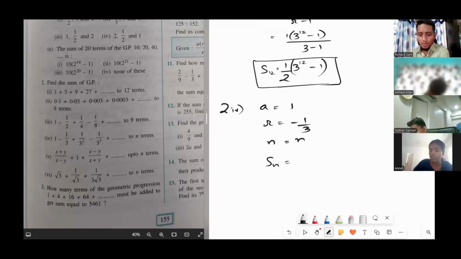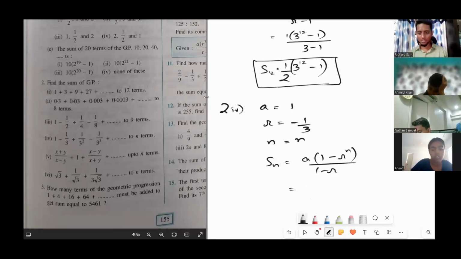So for the sum of N terms, in the formula A into, which is bigger, R or 1? 1 is bigger than R, right? Yes. So it will be 1 minus R raised to N upon 1 minus R. So that is 1 into, we don't have to write the 1, so it is just 1 minus 1 upon 3, raised to N, upon 1 minus 1 upon 3.